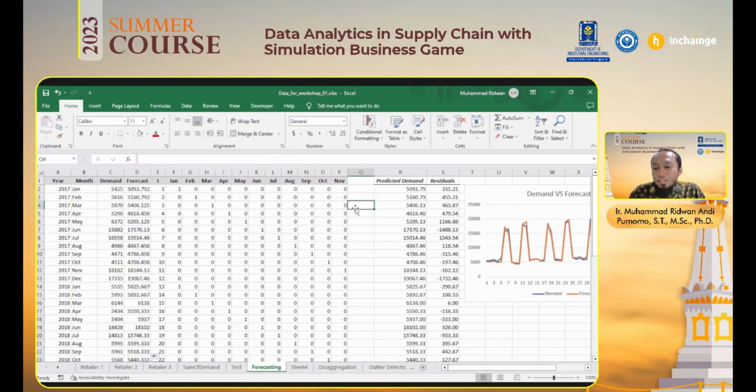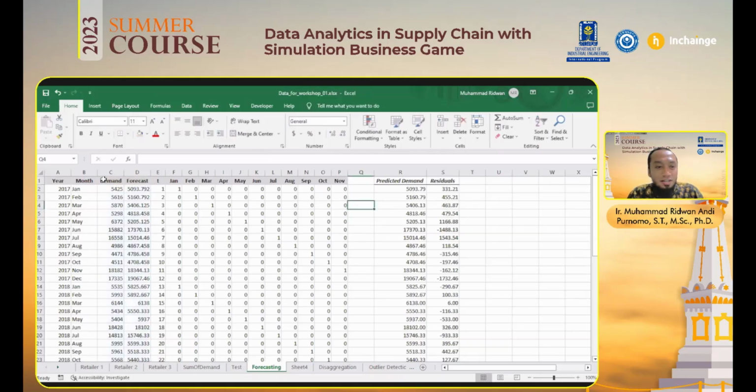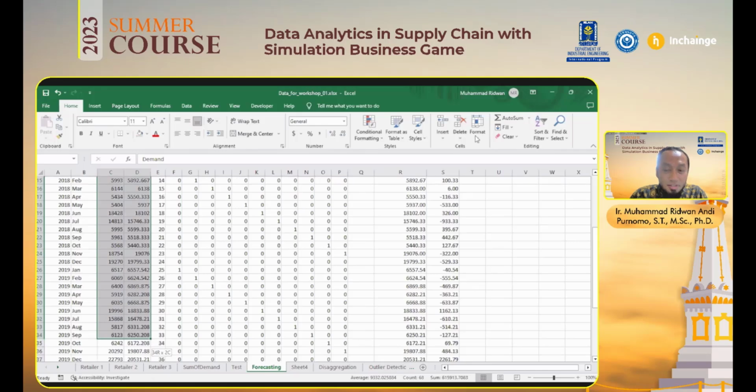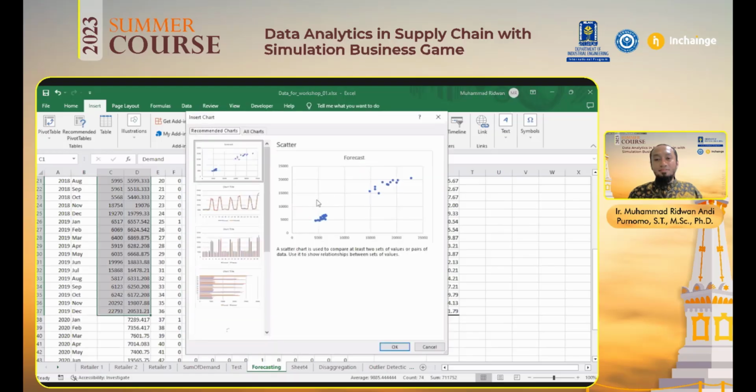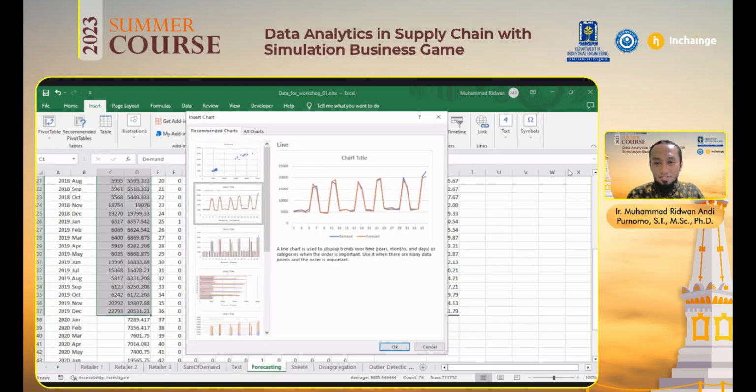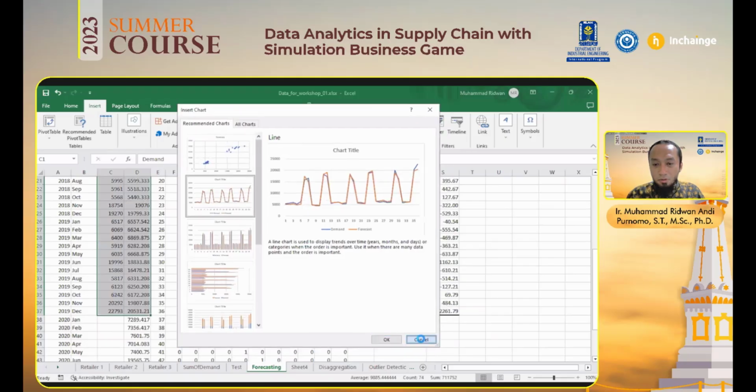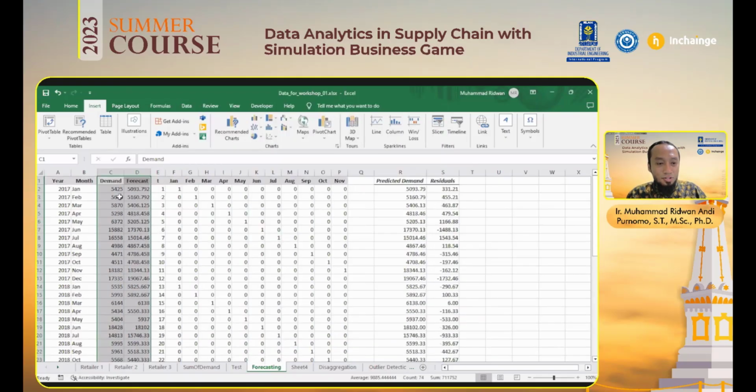Okay. Now we try to compare the demand and the forecast. Okay, here, this one. Let me click it first. So here I just need to compare this. Okay, and then from insert, we use recommended chart. Okay, this one. Yeah, then see, or maybe before that, sorry, I need to select all.